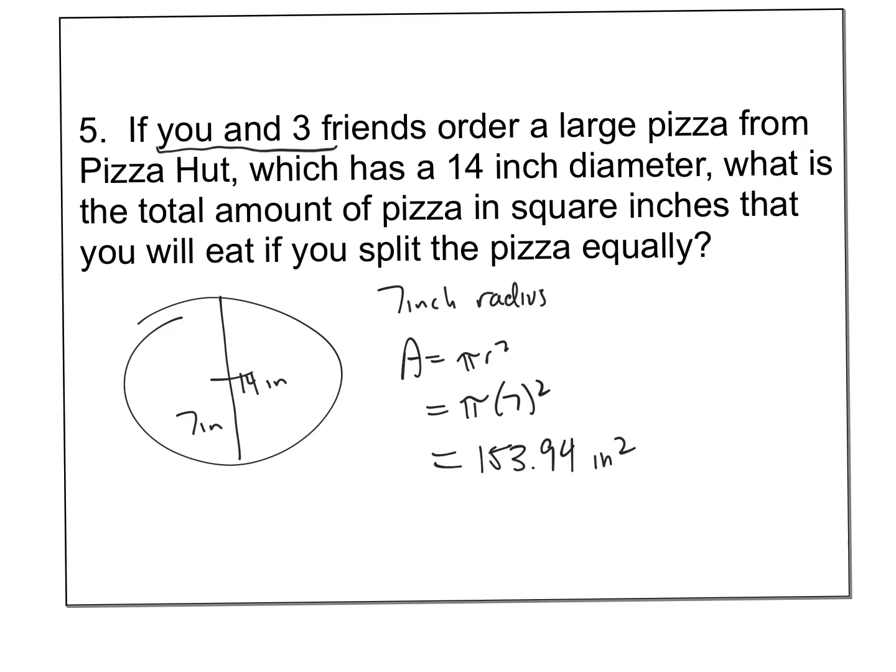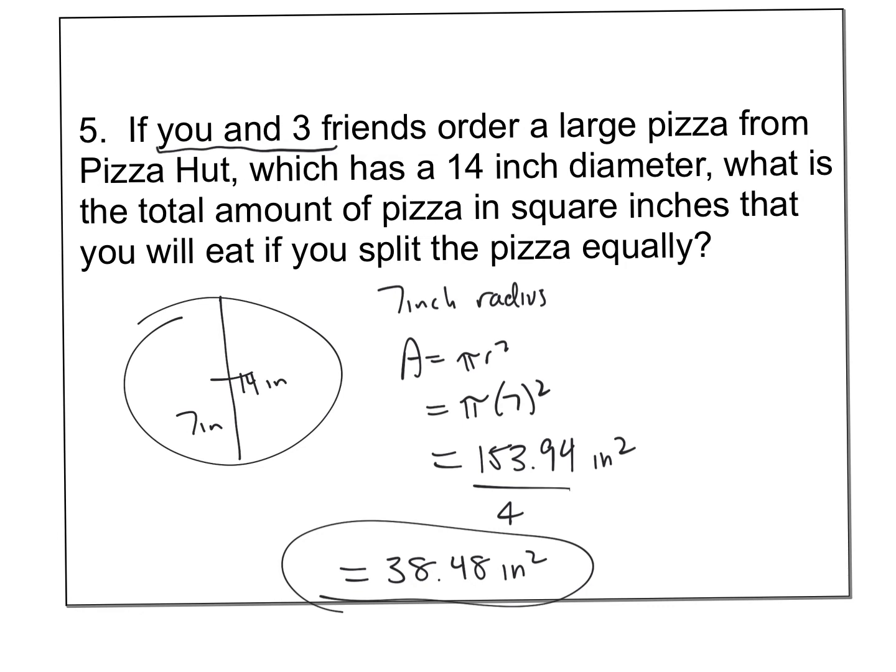You and 3 friends order it, so how much are each of you going to get? I'm going to take my answer and divide it by 4. So each person will get 38.48 square inches of pizza. There's my answer.